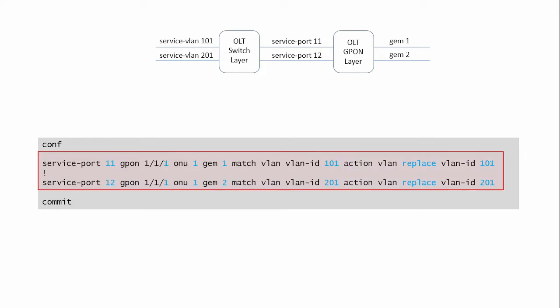If the traffic matches the VLAN ID, then an action is taken that can either keep the tag in the service VLAN, change the tag, or add an outer tag. In our case, we will keep the tag by replacing it with the same tag in the service VLAN. Let's go back to the lab.